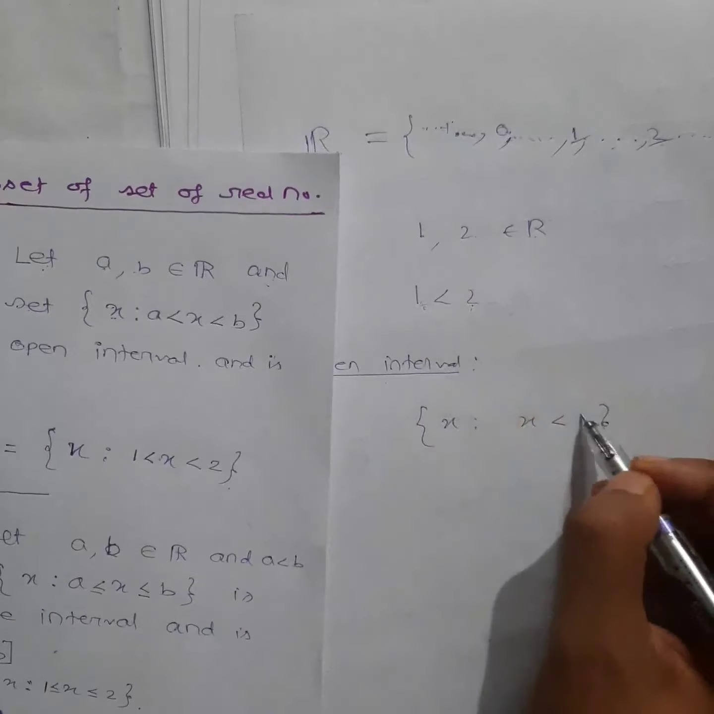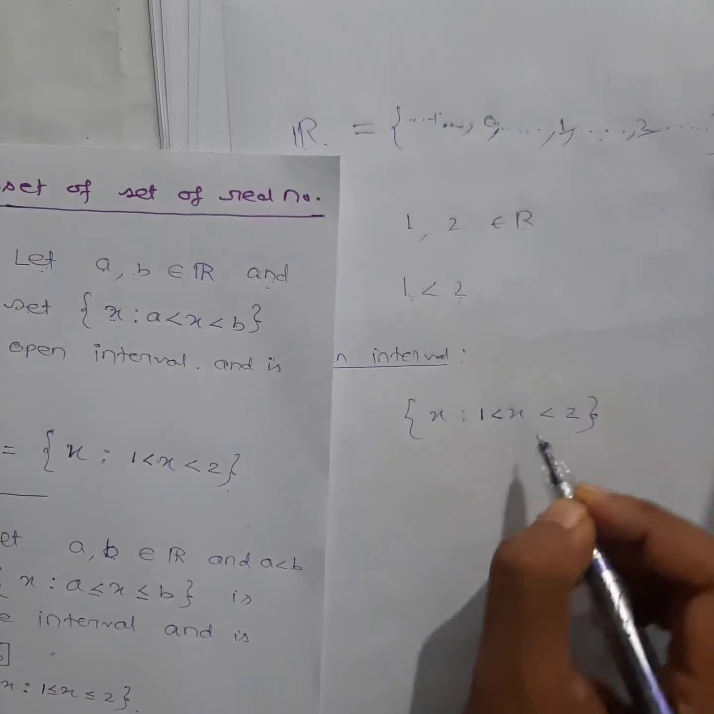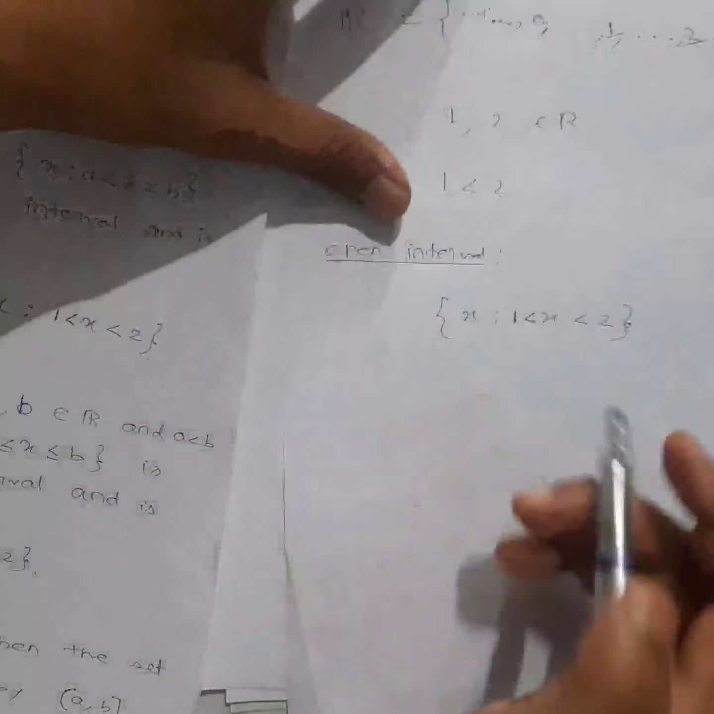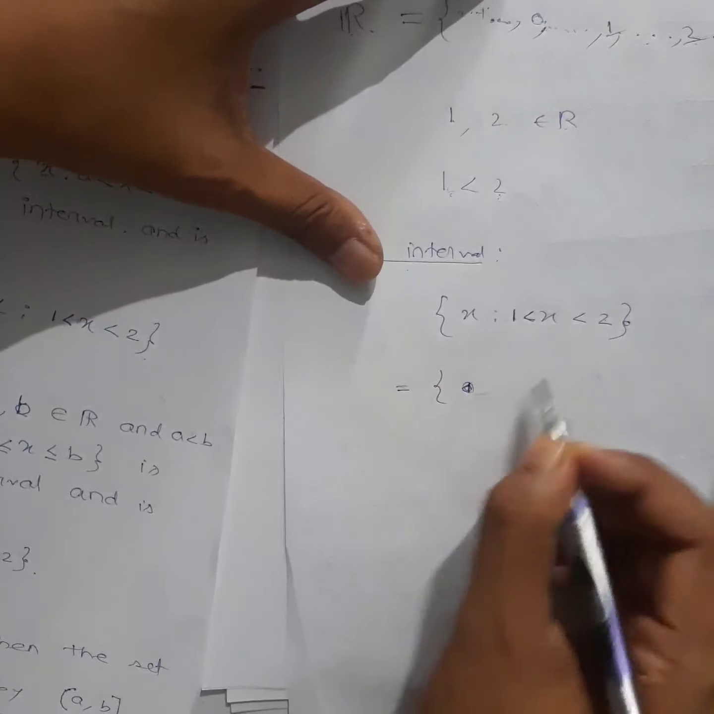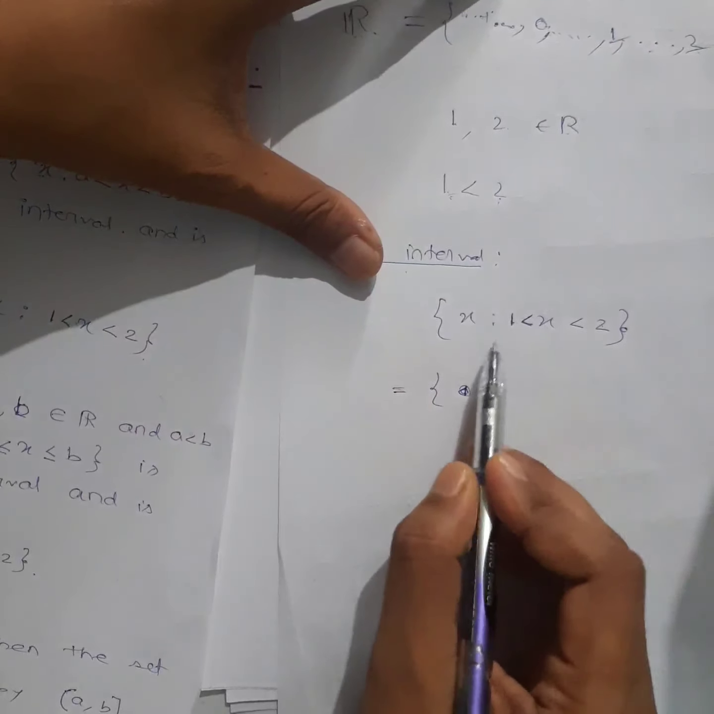Less than b means here, what is b? 2. Greater than 1 means what will be the element here? Obviously it is not possible to list, but still I will show you an example. Here the element will be like this. 1 will not be there because x is greater than 1, not equal.